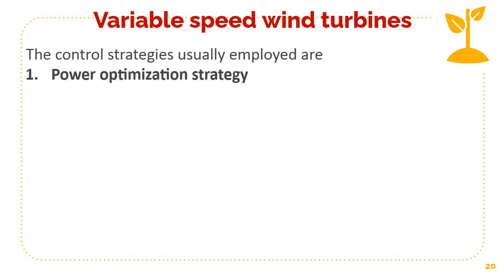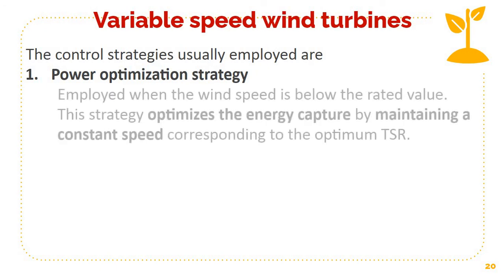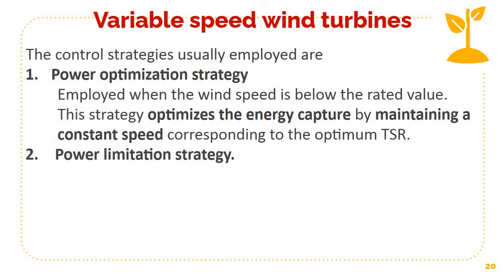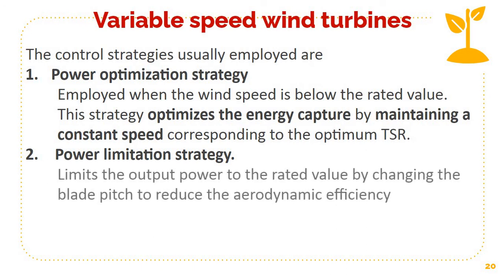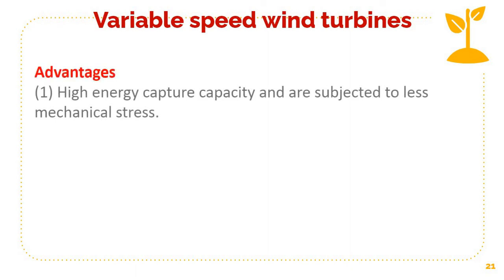The control strategies usually employed in variable speed wind turbines are: number 1, power optimization strategy, and number 2, power limitation strategy. The power optimization strategy is employed when the wind turbine is below the rated value. This strategy optimizes the energy capture by maintaining a constant speed corresponding to the optimum TSR. And the power limitation strategy limits the output power to the rated value by changing the blade pitch to reduce the aerodynamic efficiency.